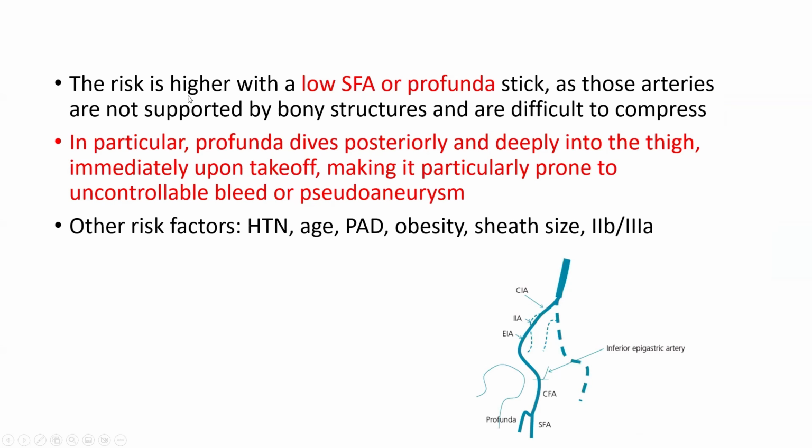So for pseudoaneurysm, the risk is higher with a low SFA or profunda stick, as those arteries are not supported by bony structures and are difficult to compress. In particular, profunda, as I explained, dives posteriorly and deeply into the thigh immediately upon takeoff, making it particularly prone to uncontrollable bleed or pseudoaneurysm. Other risk factors: hypertension, age, PAD, obesity, sheath size, and 2B3A. Those, by the way, are risk factors also for any major bleed.